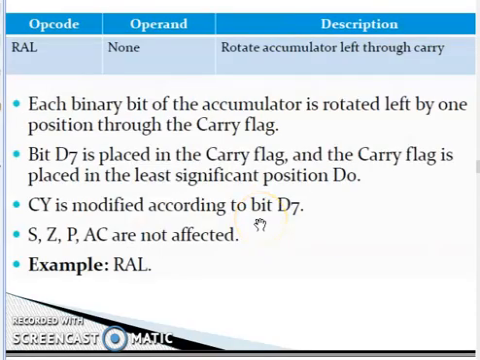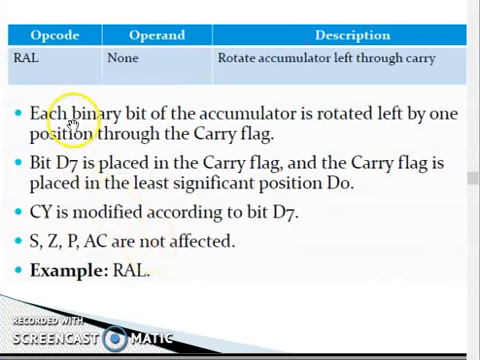The first instruction is RAL. RAL is the opcode, and there is no operand at all. It's again a single byte instruction. Here each bit of the accumulator is rotated towards left by one position through the carry. That means the D7th bit is placed in the carry flag and the carry flag is placed in the least significant position, or D0. In this operation only the carry flag is modified according to the D7th bit.